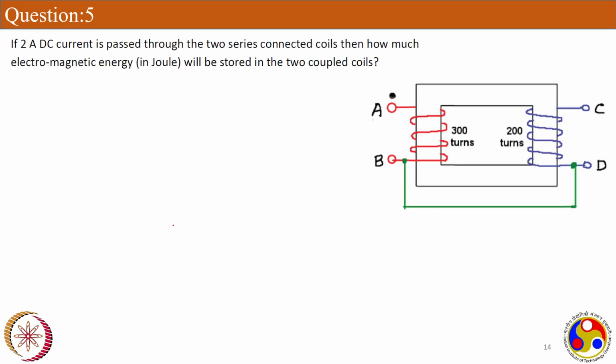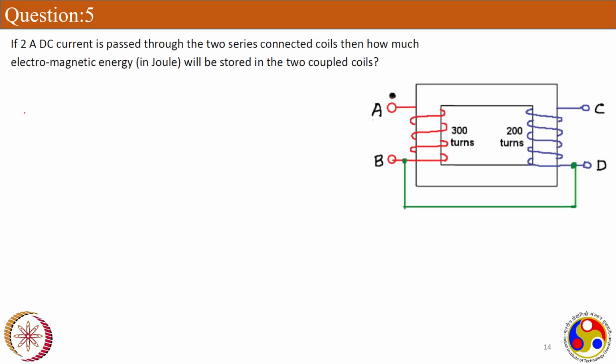Okay. Our last question for today. It's related to the energy stored in the coupled coils. Now we have a 2 amps DC current being passed through the two series-connected coils. Then how much energy will be stored in the two coupled coils?